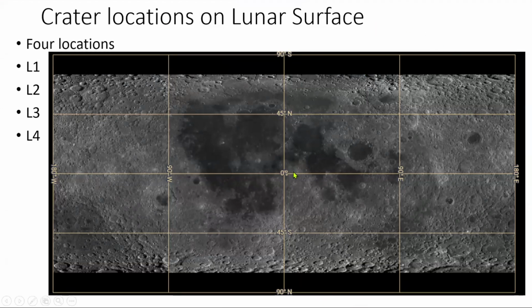This is the Moontrek base map which we have downloaded, and there are about 4 locations which we have selected for our study. One is in the North Pole region, 2 of them are in the equatorial region towards the south, and then one is in the South Pole region.